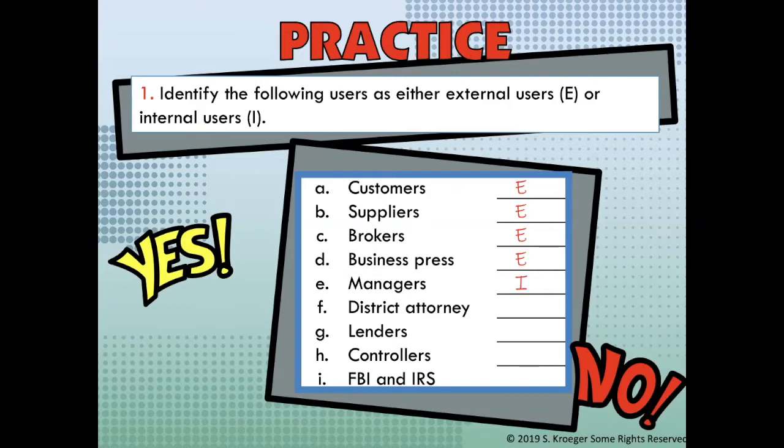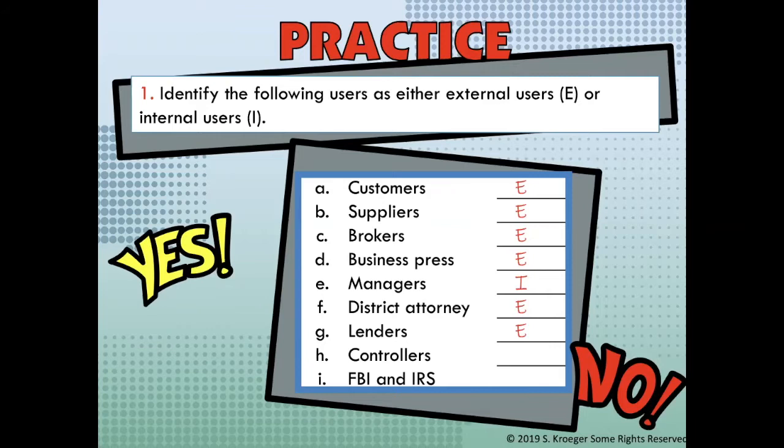F, we have the district attorney. They are not employees of our business. They would work for the district attorney's office. They are also external. What about lenders? You take out a loan from a bank. They are also external. They do not work for our company. They're not part of our management.